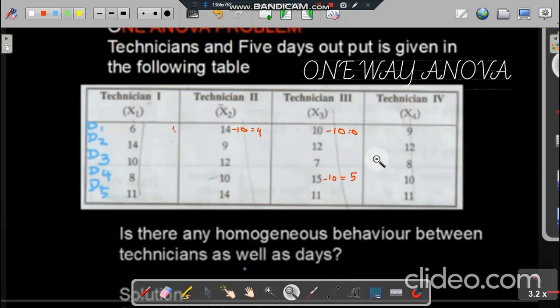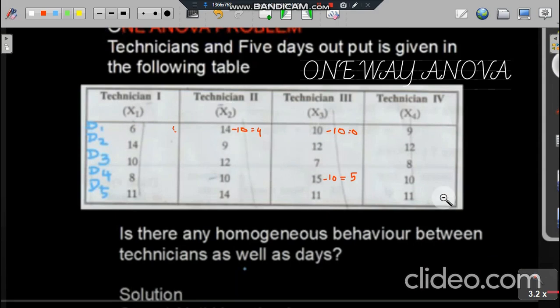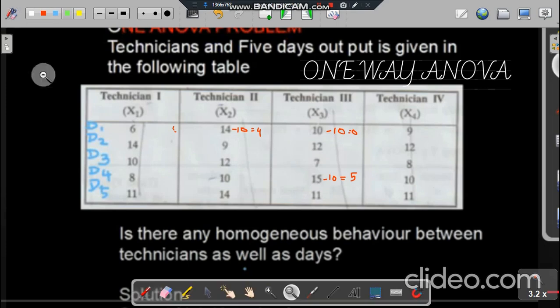Now what is the question here? What do we have to do? We have to check whether homogeneous behavior exists between the technicians. I mean, whether all these 4 technicians acted equally, whether their performance is equal or not. That's the question here. Column wise only we are going to discuss today, that is, whether the performance of the 4 technicians is homogeneous or not.